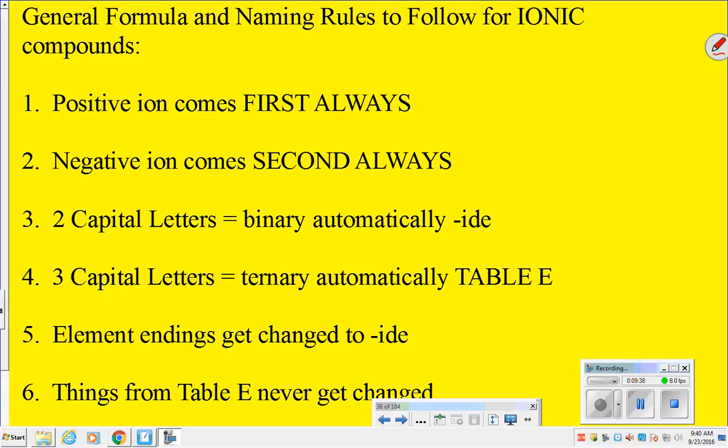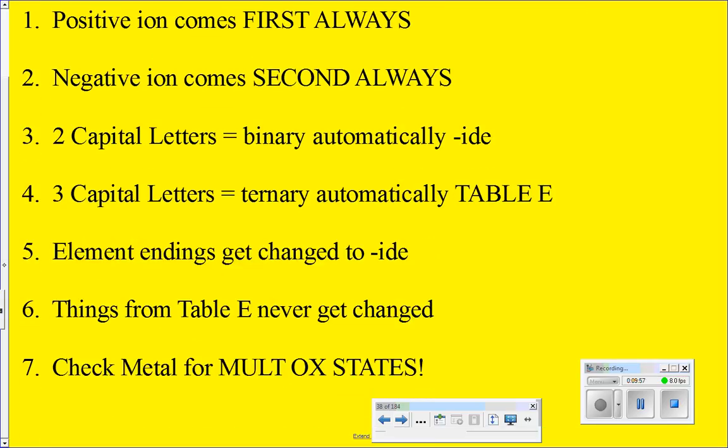Just a little wrap up of some general rules from all of our ionic compound naming. In all of our ionic compound naming, our positive ion or our cation or metal, our thing from the left, comes first. Our negative ion always comes second, so that's our nonmetal or our thing from the right. Two capital letters will be binary ionic, and since it's binary, you're going to end in "ide" always. If you have three capital letters, you're automatically looking at table E.